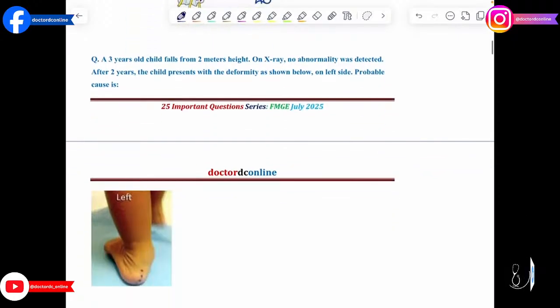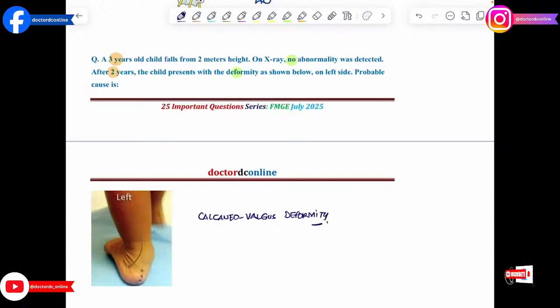Now next question, a 3-year-old child had a history of fall from height, and at that time there was no abnormality on X-ray, but after 2 years the child developed the deformity as shown in the image. So what we can see here is a calcaneovalgus deformity.